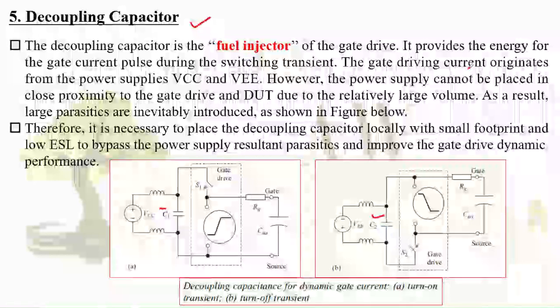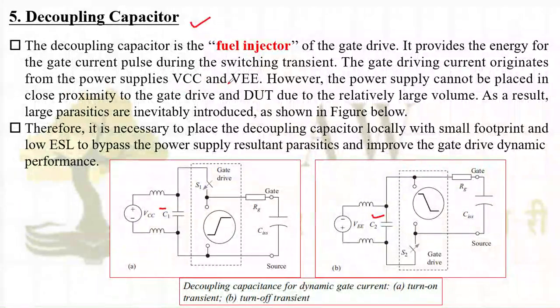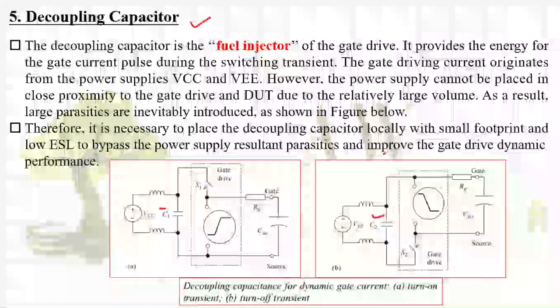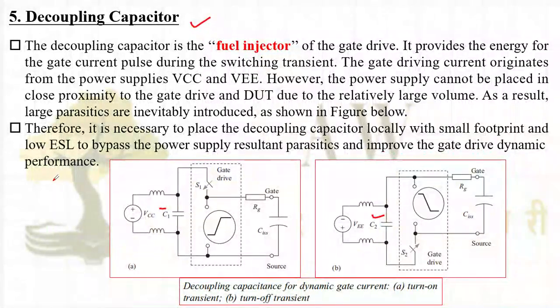The gate driving current originates from the power supplies VCC and VEE. However, the power supply cannot be placed in close proximity to the gate drive and device under test due to its relatively larger volume. As a result, large parasitics are invariably introduced, as shown in the figure below. Therefore, it is necessary to place the decoupling capacitor locally with a small footprint and low ESL to bypass the power supply's resultant parasitics and improve the gate drive dynamic performance.